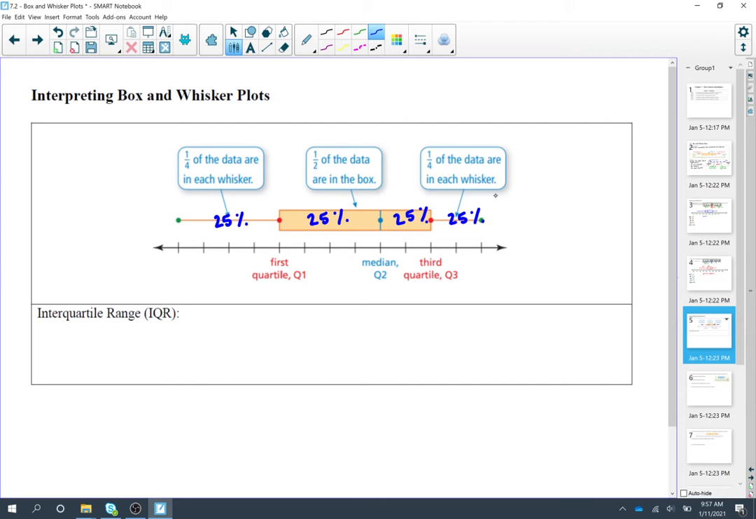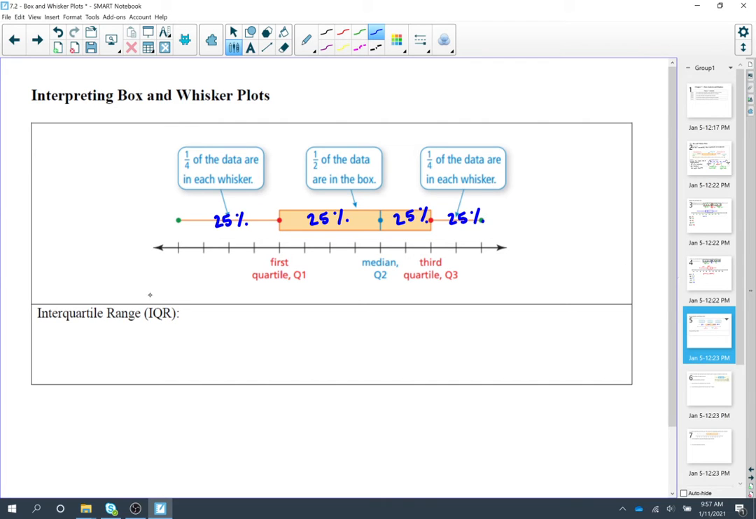Okay, now if we take this box, we've got 25% and 25%. So it's going to say, okay, well, half of the data, 50%, is within the box. You could also cut it at the median. 50% is below, 50% is above. You could cut it in different places, and add the percentages together.